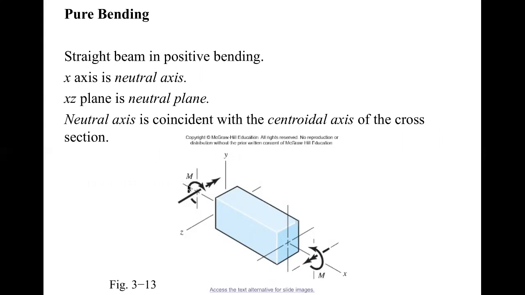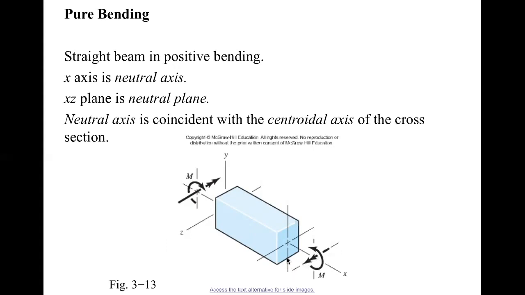So how do you determine the direction of the bending moment? We just use the right-hand rule. For the left-hand bending moment, if you use the right-hand rule, this direction is the direction of the bending moment. And for the M on the right-hand side, if you use the right-hand rule, the direction of the bending moment is in this direction.